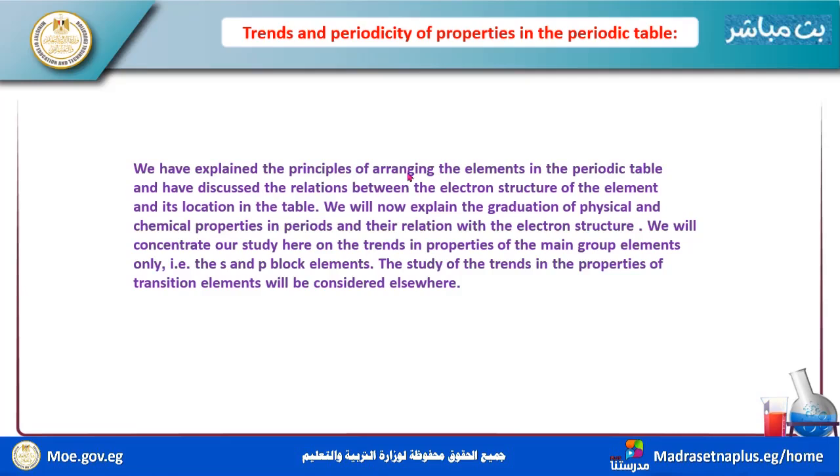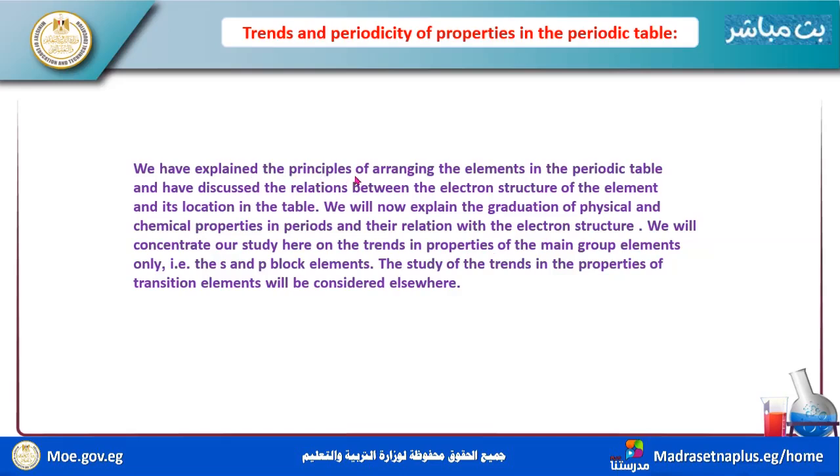We have many properties like radius, electronegativity, ionization potential, electron affinity, oxidation number, and ionic property or covalent property. We can predict these properties by using electronic configuration and locate these elements in the periodic table, and you can arrange them according to their property. I will discuss it another time.